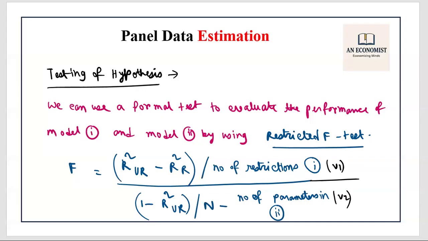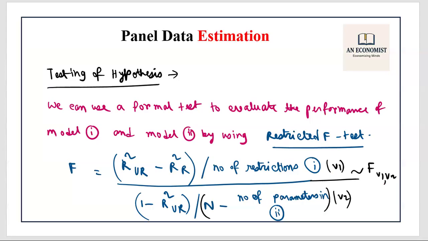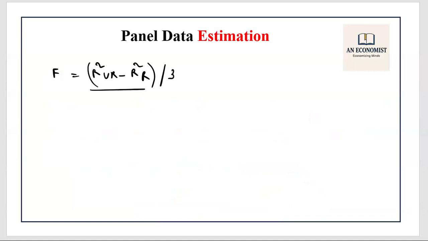The number of restrictions in model 1 is given by V1, and n minus the number of parameters in model 2 is given by V2. Under the null, this follows an F distribution with V1, V2 degrees of freedom. I hope this much is clear. Now, in our case, we do not know the R square. The R square of the unrestricted model and the R square of the restricted model will be there. What is the number of restrictions in model 1? We just showed you beta 1, beta 2, beta 3. Three restrictions are there, so you have to divide by 3.